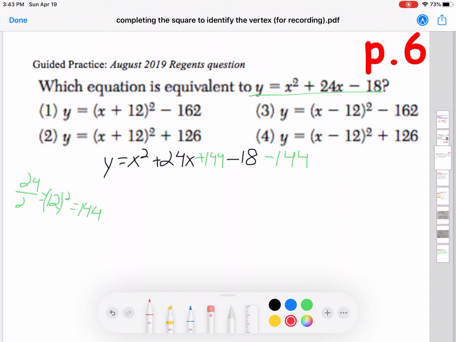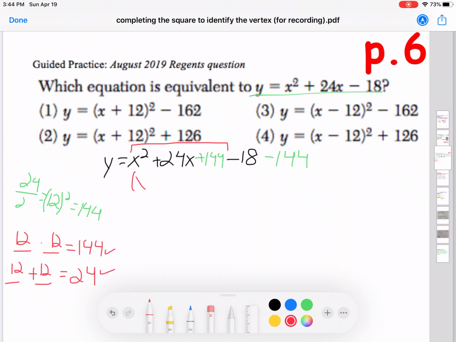Next is to factor our trinomial. So here our trinomial, we're trying to figure out what two numbers multiply to give us our c term, which is now 144, and add to give us our b term, which is now 24. So hopefully the numbers jump out at you that we're going to use here, which are positive 12 and positive 12, because 12 times 12 is 144, and 12 plus 12 is 24.